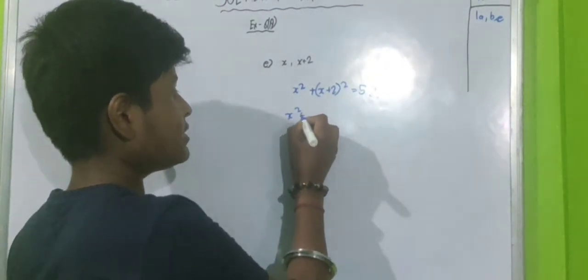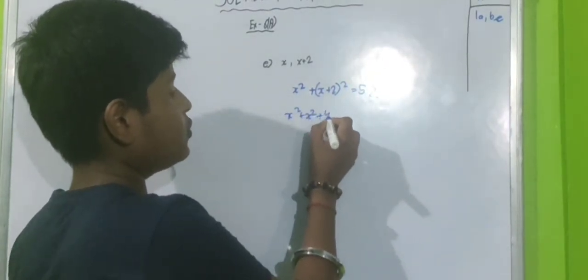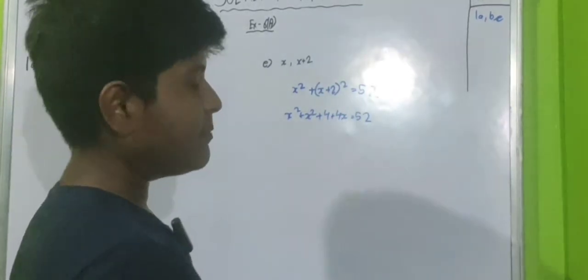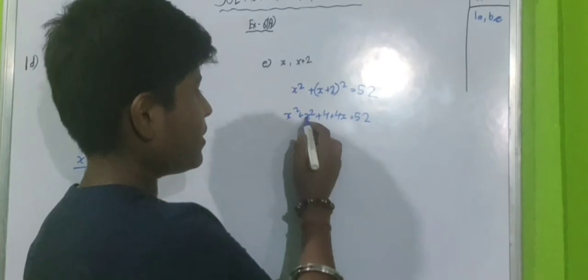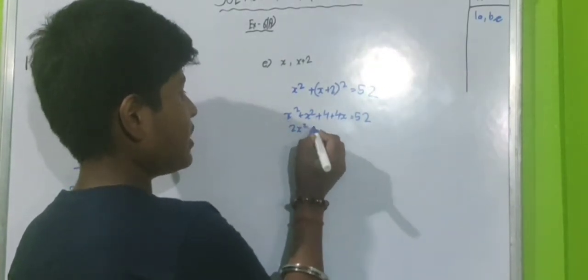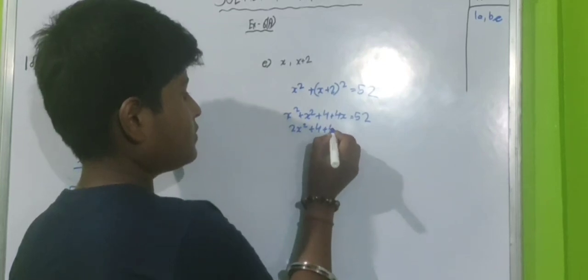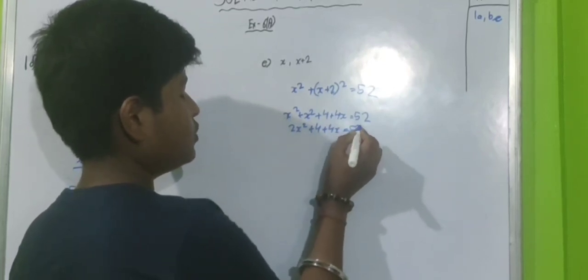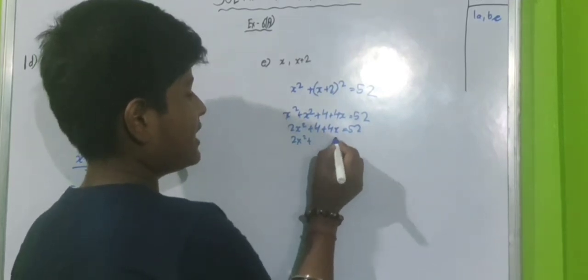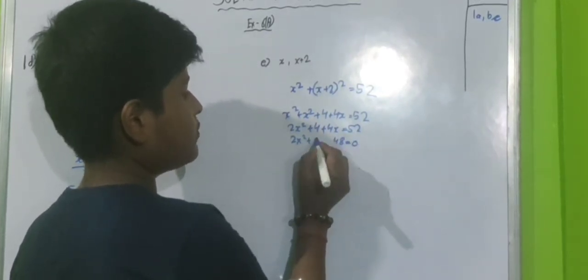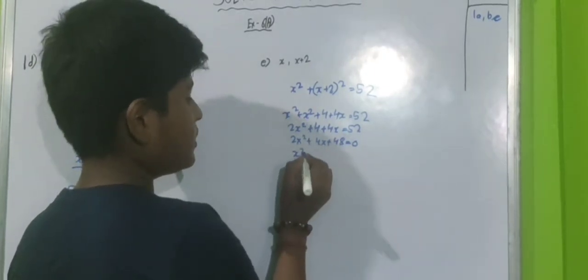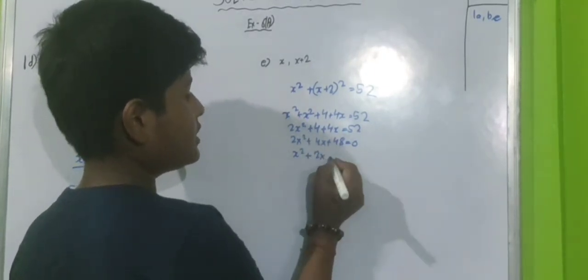So x square plus x square plus 4 plus 4x is equals to 52. We have used the identity (a plus b) whole square, that is a square plus b square plus 2ab. So here we will get 2x square plus 4x plus 4 equals 52. So this will become 2x square plus 4x minus 48 equals 0, and 2 is common, so divide by 2, you will get this.